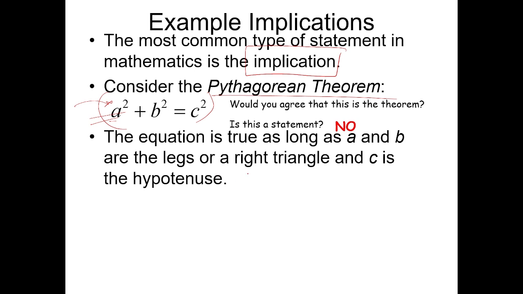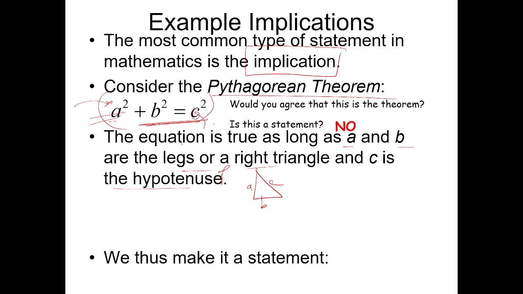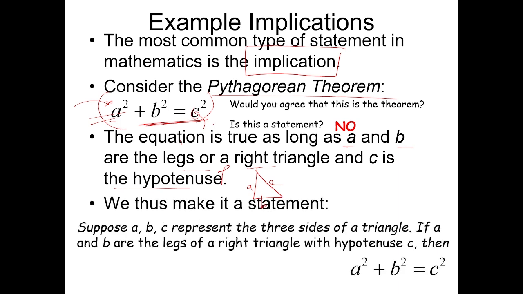So you have to first state that in this equation A and B are the legs of a right triangle and C is the hypotenuse. If that's the case, if these are the respective sides, then this happens. So if P, then Q. Let's make it a statement. Yep, we can make it a statement.